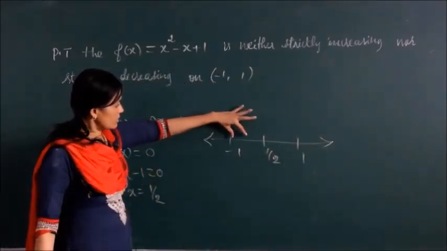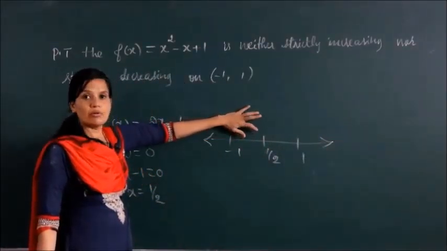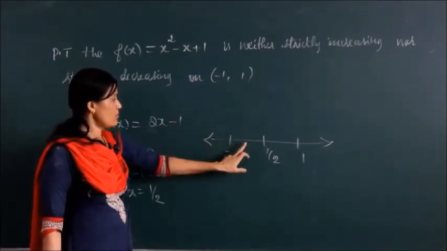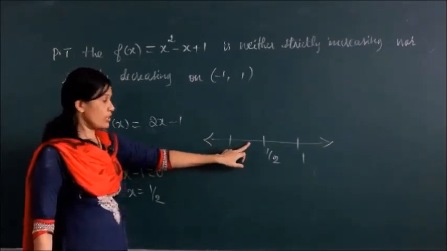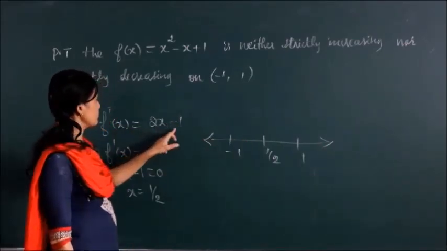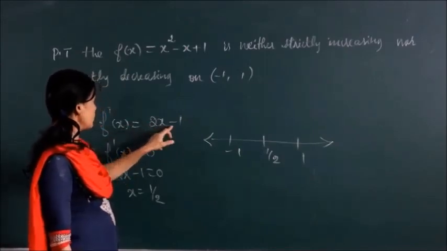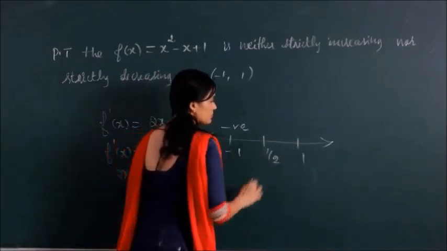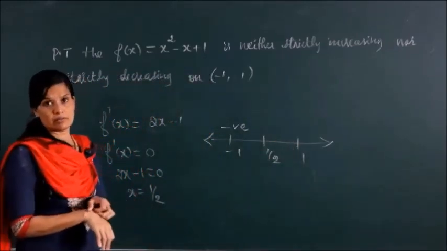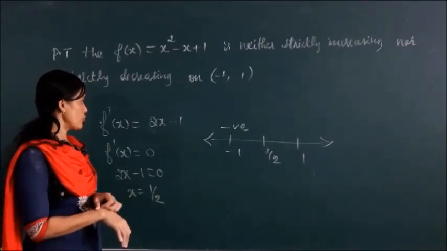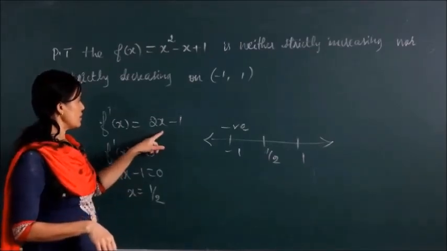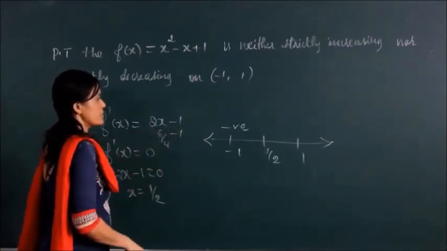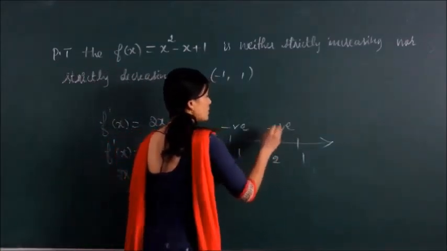Now in the interval minus 1 to half, I take one point, say 0. So f dash of 0 is minus 1, which is negative. In the interval half to 1, I can take 3 by 4. If I take 3 by 4, I will get 6 by 4 minus 1, which of course is a positive quantity.